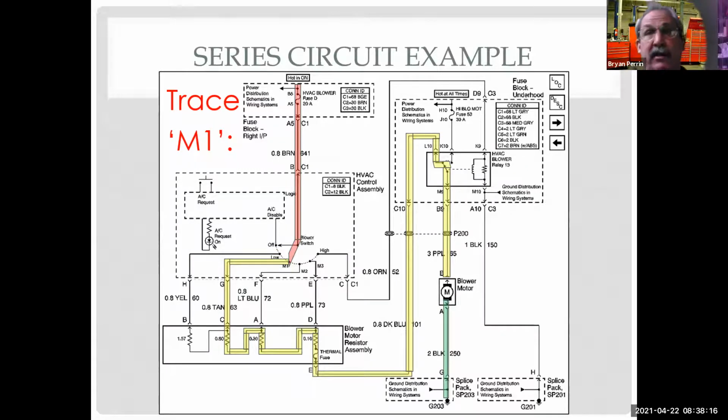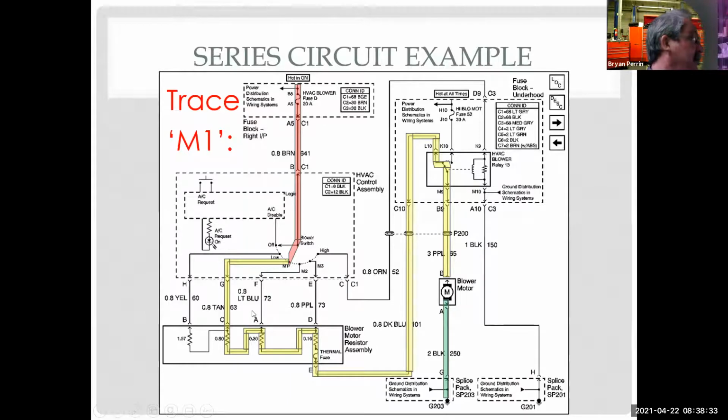I don't need to do the math to figure out if it's working or not, because obviously if the resistor was bad and welded together or the resistor was gone, I'd have the same voltage at C and A, and that would tell me that the resistor's gone. It's welded past it or whatever.